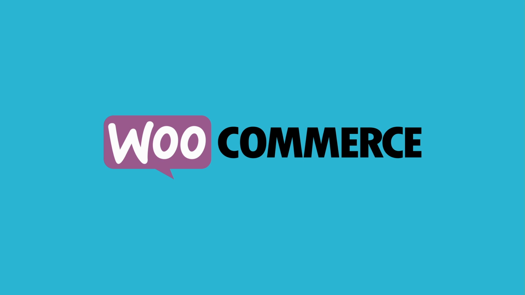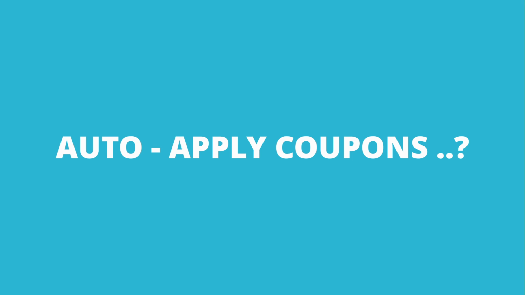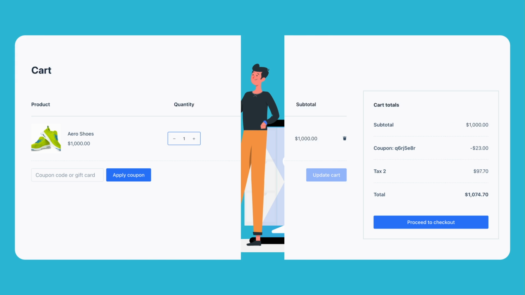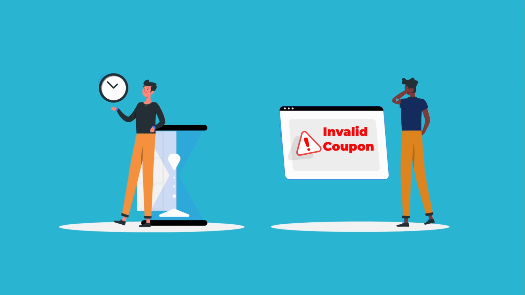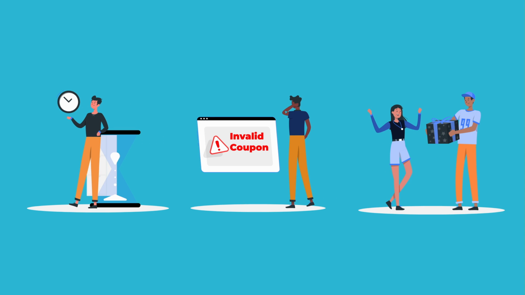Today, we're diving into the world of WooCommerce and showing you how to streamline your customers' shopping experience with auto-apply coupons using the Smart Coupons for WooCommerce plugin. So, what exactly are auto-apply coupons? They're a fantastic feature that automatically applies discounts to your customers' carts without them having to enter any coupon codes manually. This not only saves time but also eliminates the risk of errors and adds a pleasant surprise for your customers. Let's quickly go over the benefits.